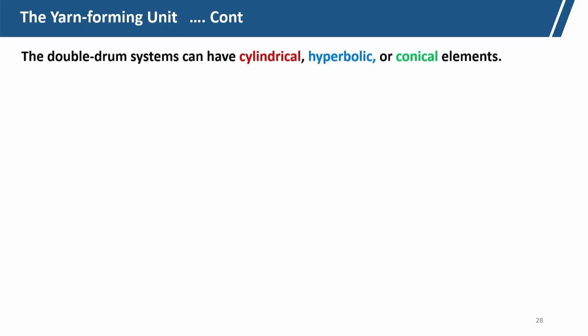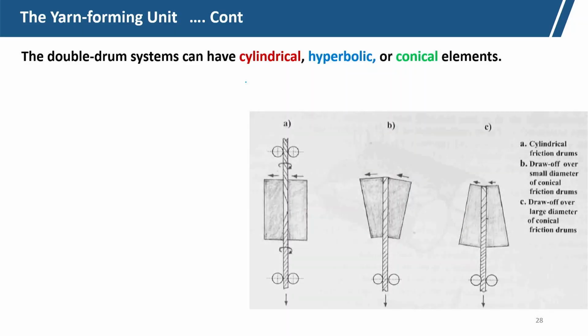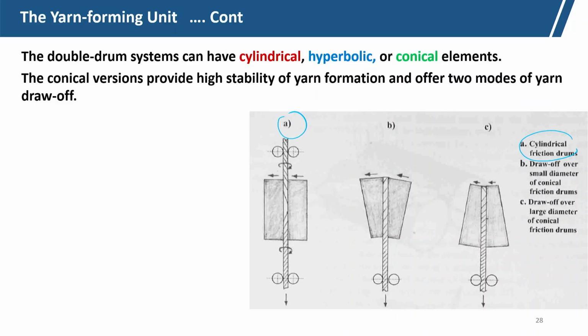Now, we can see here the double drum system can have cylindrical, hyperbolic or conical elements. This is the double drum system: A is the cylindrical system, and B and C are the conical double drum systems. The conical version provides high stability of yarn formation and offers two modes of yarn draw off.